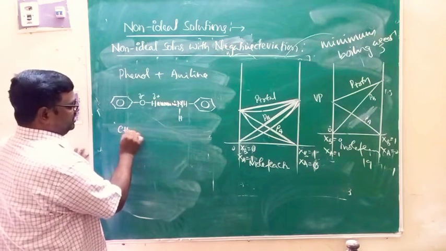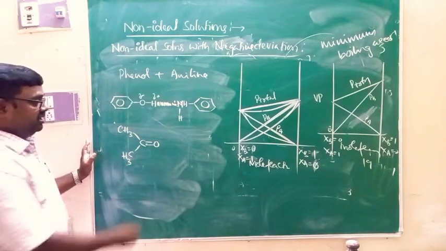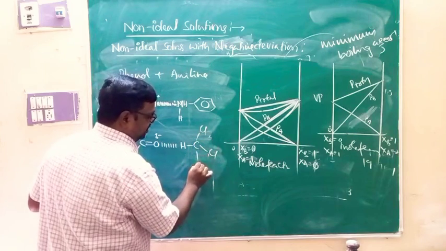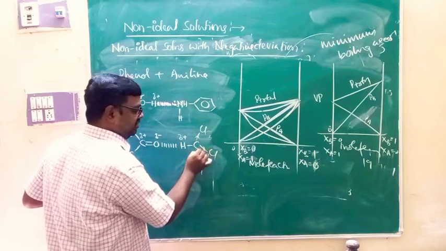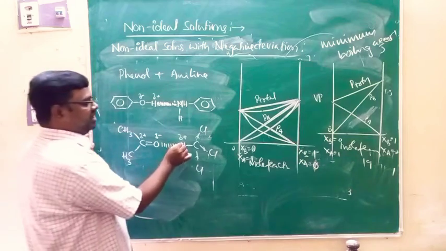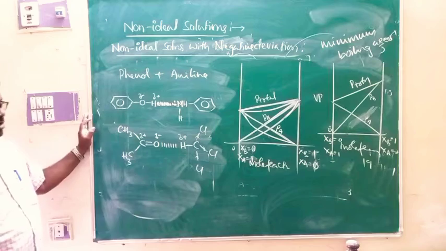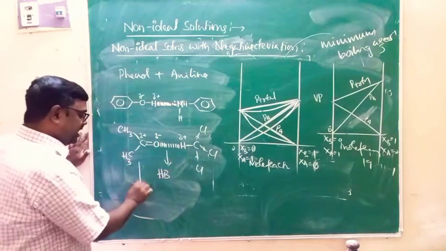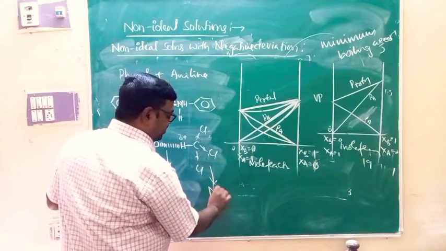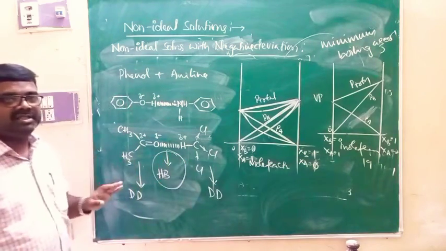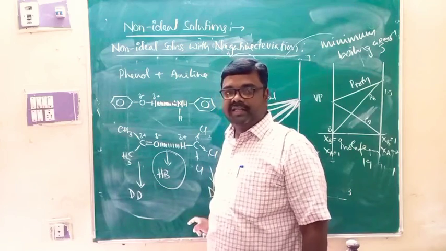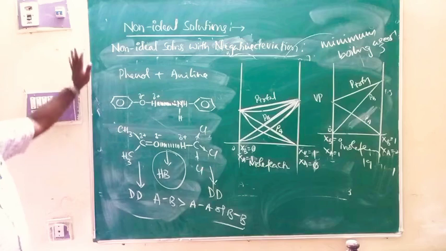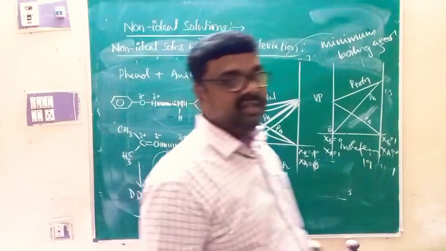Similarly, take acetone. The carbonyl double bond has delta minus on oxygen and delta plus on carbon. This forms a hydrogen bond with chloroform, where the hydrogen is delta plus because of the high electronegativity of the chlorine atoms, making the CH bond highly polar. The positive end of chloroform attracts the negative end of acetone, resulting in intermolecular hydrogen bonding. Acetone and chloroform each have dipole-dipole attractions, but when mixed, hydrogen bonding is established, which is stronger. Therefore A-B interactions are stronger than A-A or B-B interactions, and acetone and chloroform form a non-ideal solution with negative deviation.